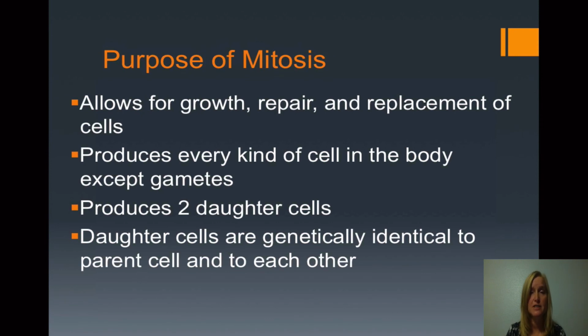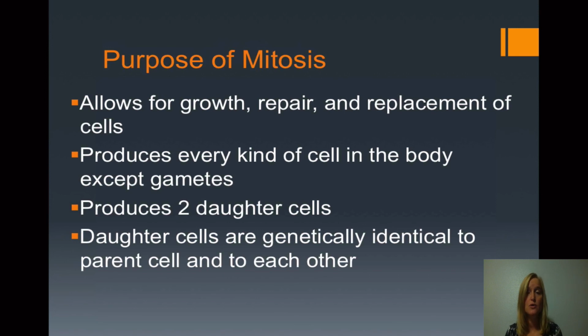Okay, so let's recap. The purpose of mitosis is that it allows growth, repair, and replacement of cells. It produces every kind of cell in the body except for the gametes. It produces 2 daughter cells, and those daughter cells are genetically identical to the parent cell and to each other.